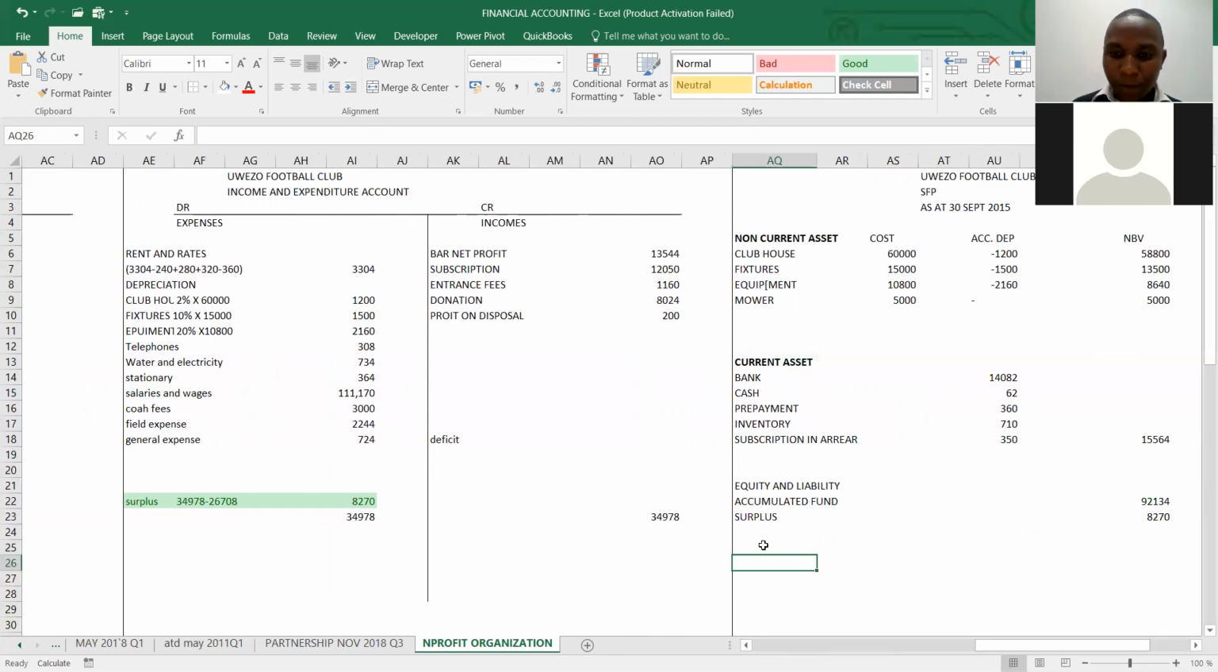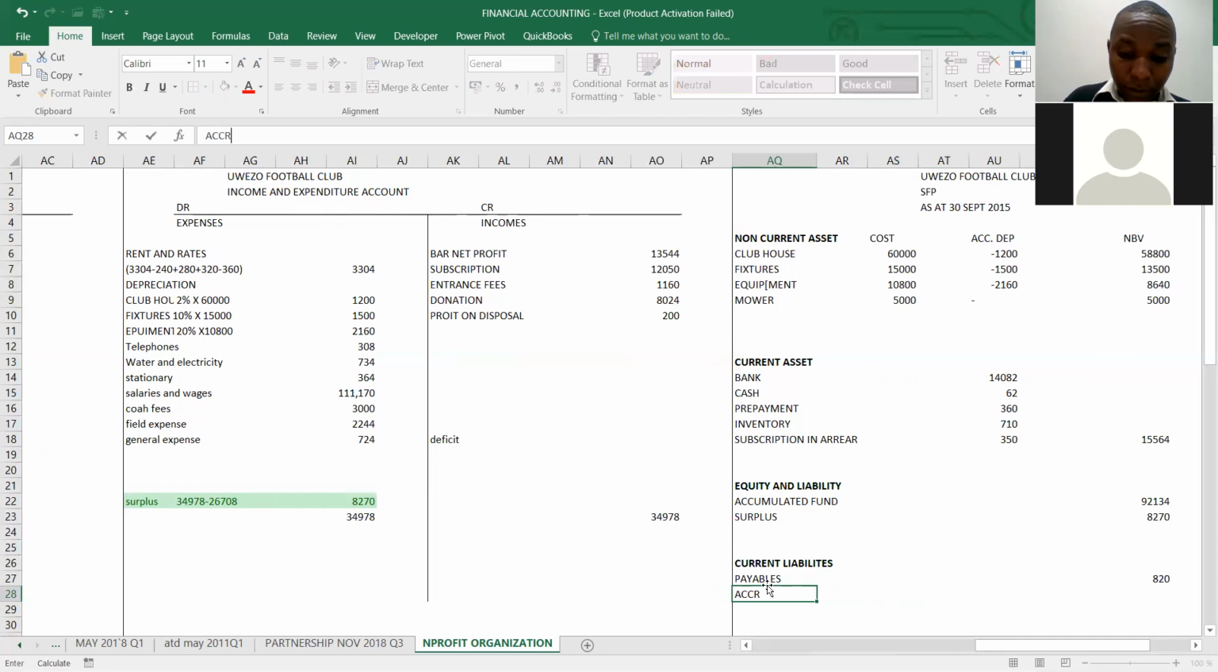Then we have, sijaona loan. I have not seen loan debentures. So meanwhile, we will have current liabilities. We'll bold this one. Current liabilities, I have payables. Payables for 2015, that is the liability. We have not paid that one. That is 820. We have another one, accruals. Accruals are rent, ni ngapi? 280. I'm not seeing any other thing.